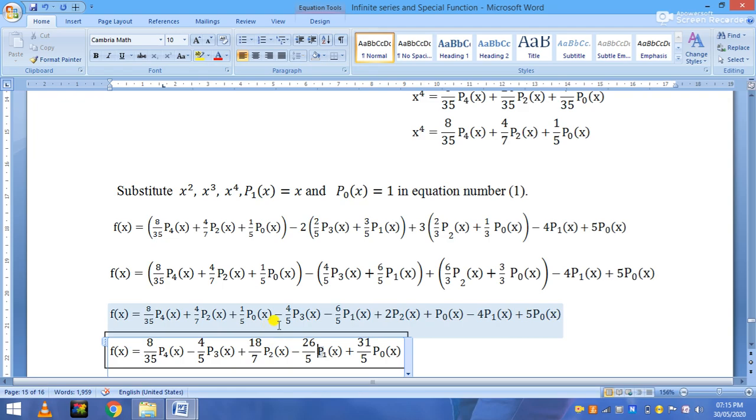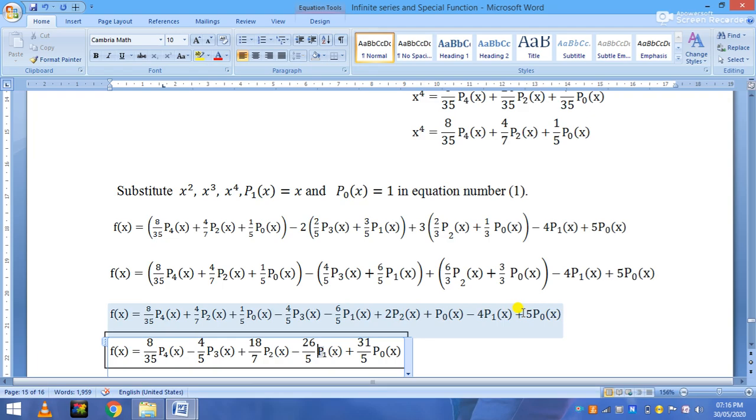Then P1: minus 6 by 5 into P1 of x minus 4 P1 of x. The LCM is 5, on simplifying we get minus 26 by 5 into P1 of x. Then P0: 1 by 5 P0 of x plus P0 of x plus 5 P0 of x.